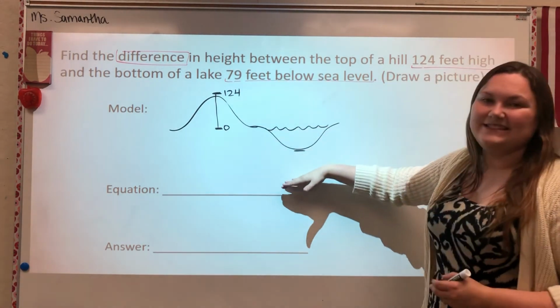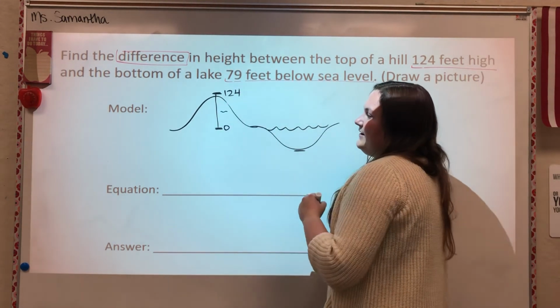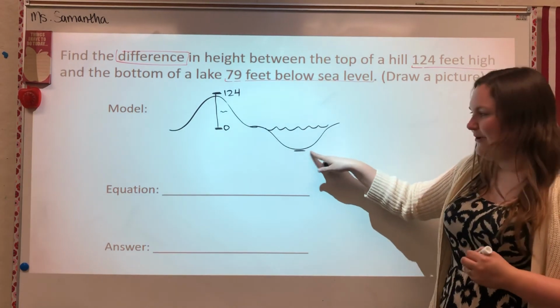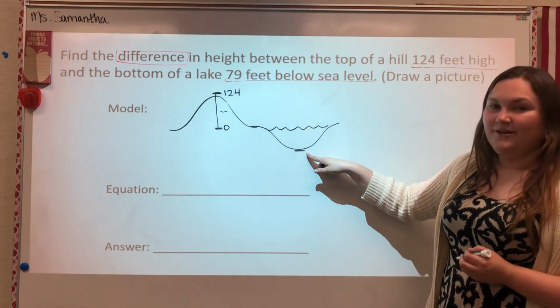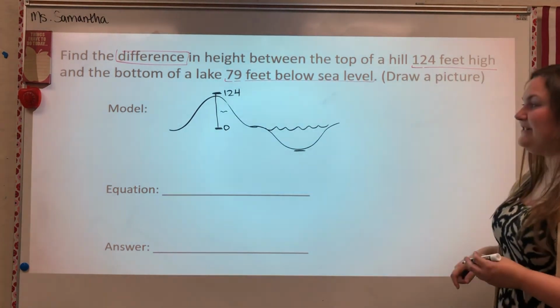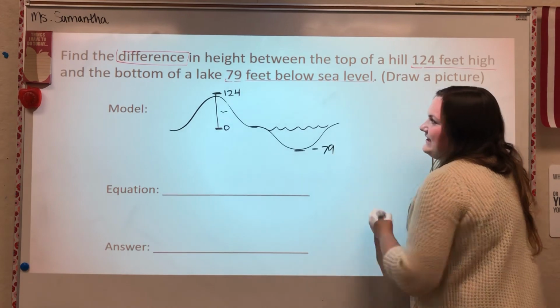Kind of think of this as like a number line. Positive 79 would be somewhere right here. But we're not up here. We're not halfway up the hill. We're down here under the water. What number would be down here? What number would be past 0? Negative 79. Right here, we would label that height as negative 79.